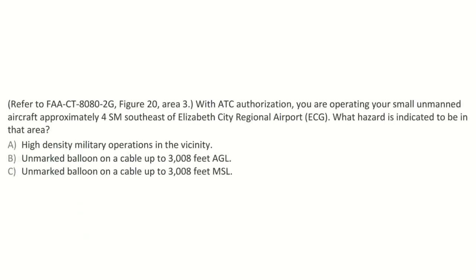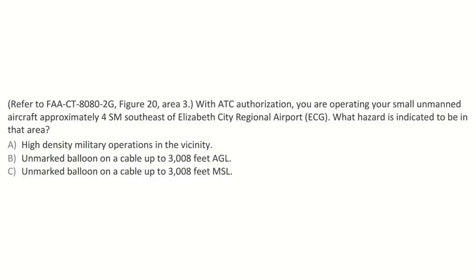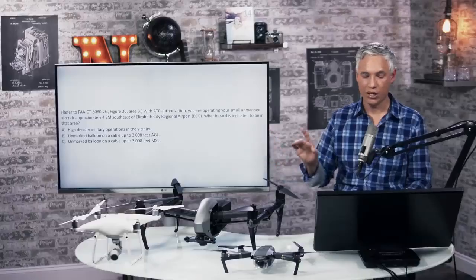With ATC authorization, in this imaginary world where you could actually get authorization, you're operating your drone approximately 4 statute miles (SM) southeast of this airport. Which hazard is indicated in that area? High density military operations in the vicinity, an unmarked balloon on a cable, either above ground level or above sea level. Again, it's probably going to be above sea level.